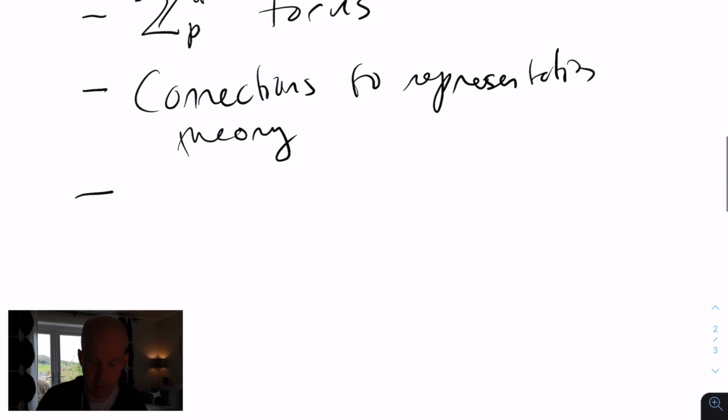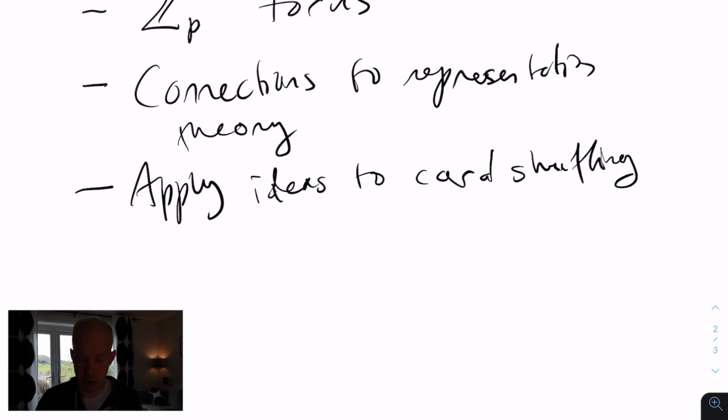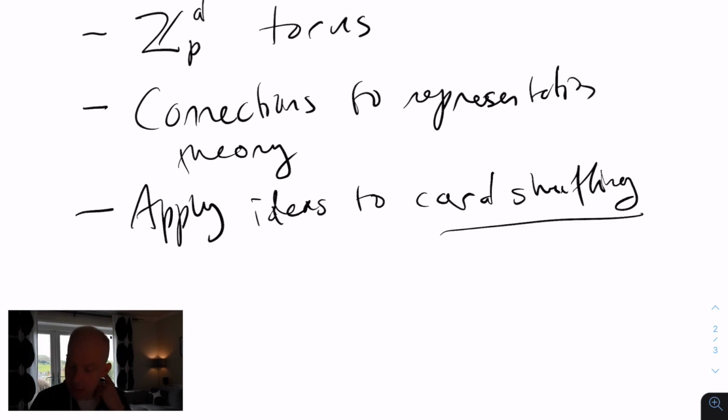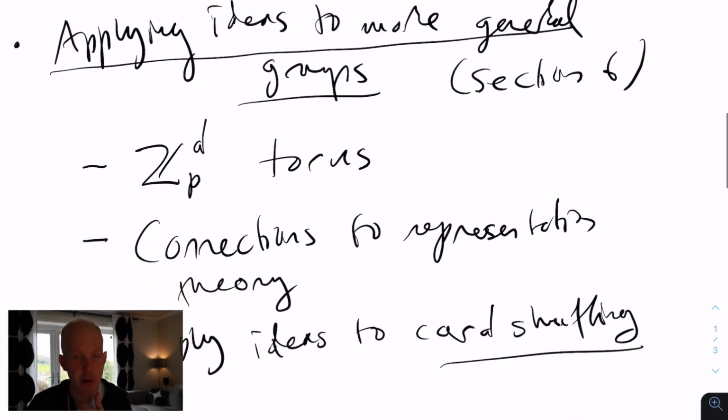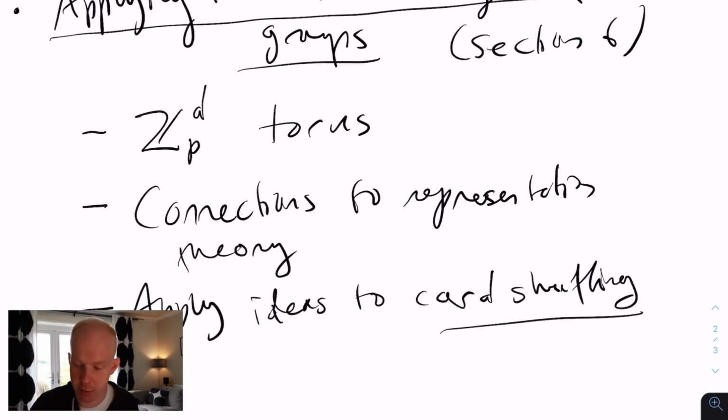And then finally, we will apply ideas to card shuffling. This is the topic, card shuffling, that I'm planning to talk about in the very beginning of the course. You will see soon that we'll talk about this idea of shuffling cards, and then having some theorems about how many shuffles is enough and so on. So we will try to talk about this more at the end.